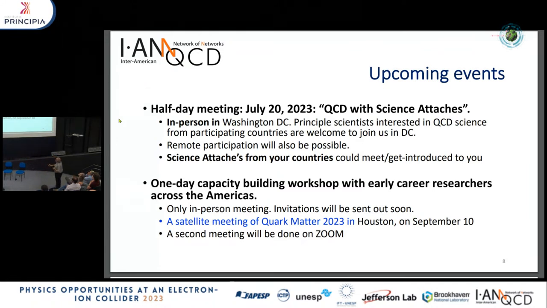And then I think I mentioned a one-day activity that we are planning as a satellite meeting at Quark Matter 2023. We hope that we will always have one meeting a year, as long as the grant exists, in person, associated with a large meeting like that, and then another one to follow up on activities or propose new activities on Zoom.